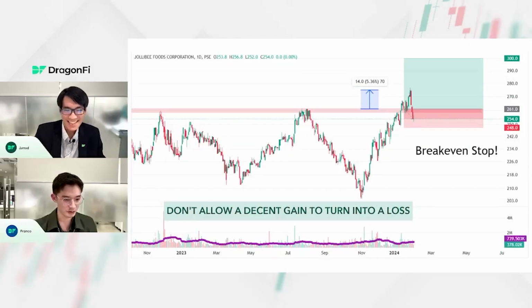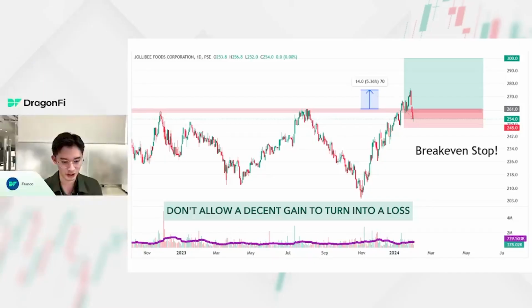So here is Jollibee Foods Corporation back in early 2024. Let's say you wanted to buy the breakout, right? You entered at 261, but then it did a false breakout. It retested the resistance. Resistance turned to support, which became resistance again. So right now, it was up 5%, right?